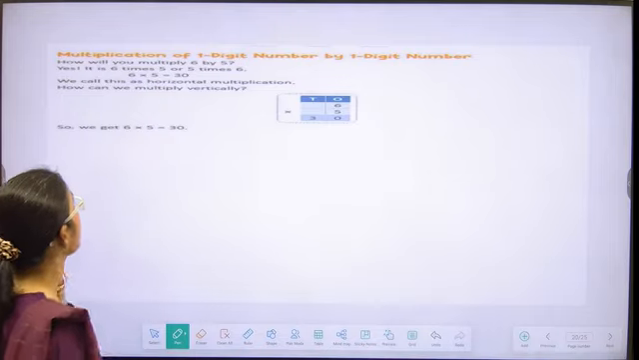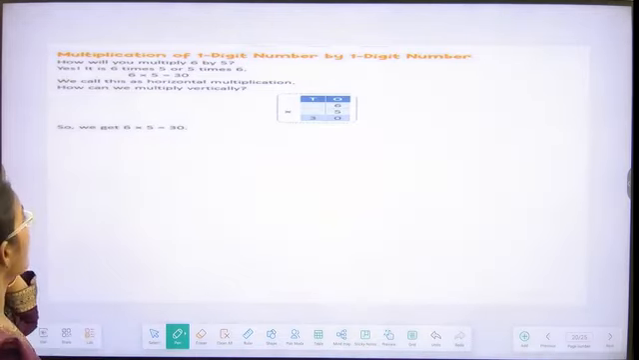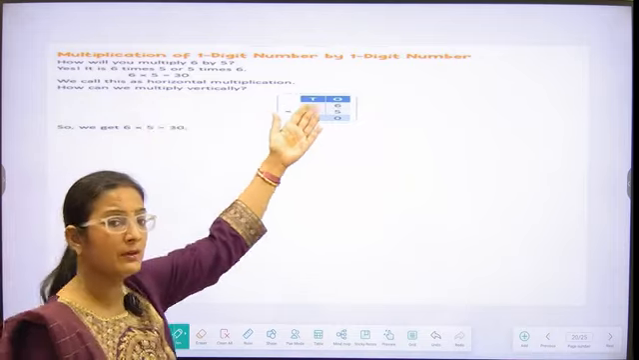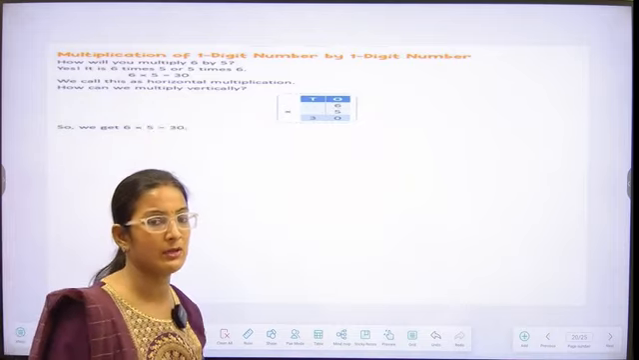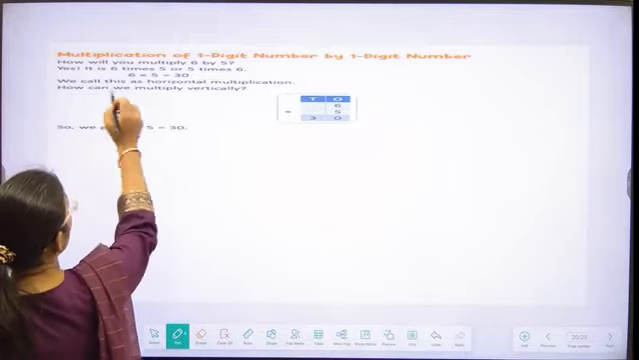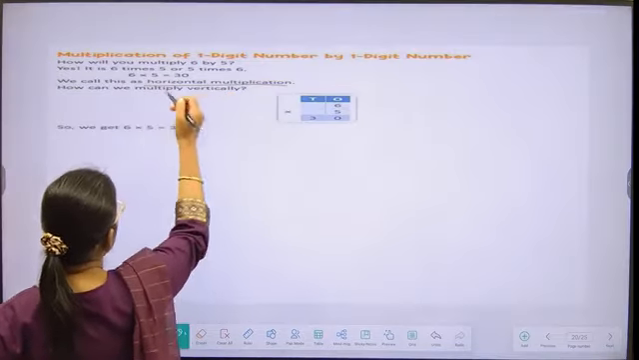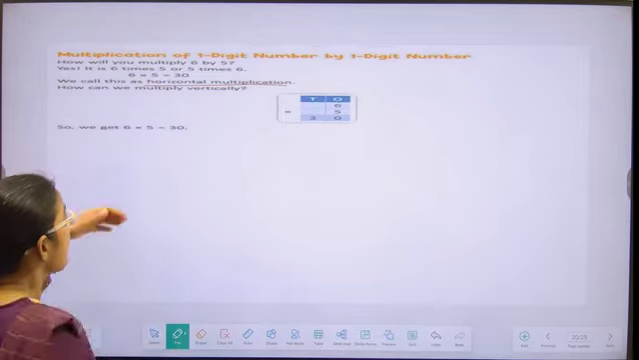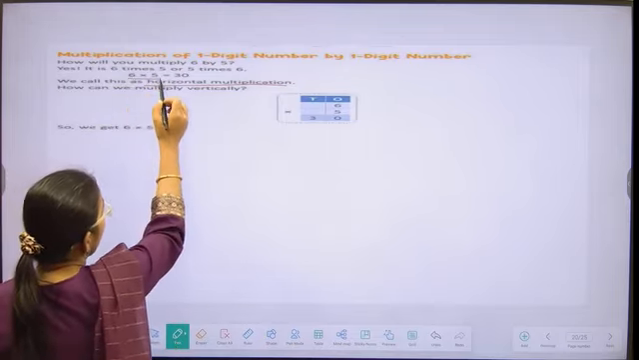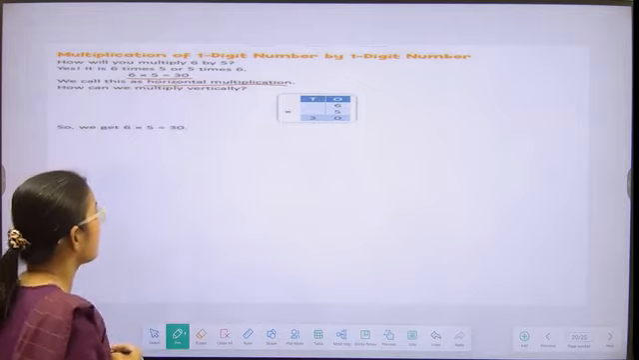Moving to next. Now what we are going to do? We are going to understand how we can do the multiplication of one digit number with the help of one digit number. We have two ways. First is the horizontal way, or we can say horizontal multiplication. In this, what we are going to do? We write the numbers like 6 multiplied by 5 and the product will be 30.